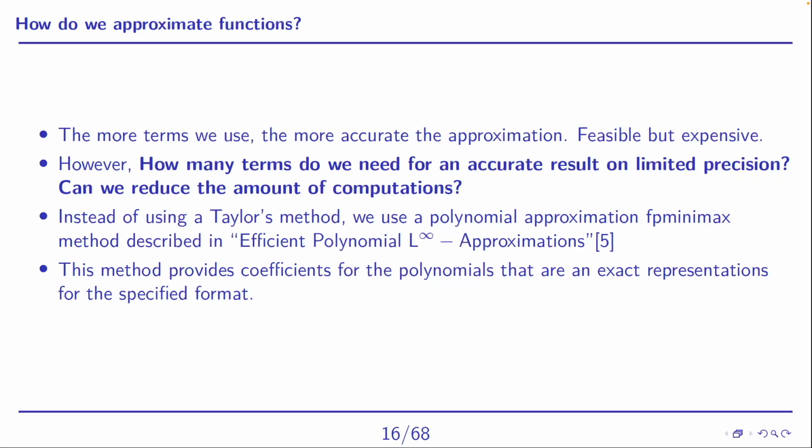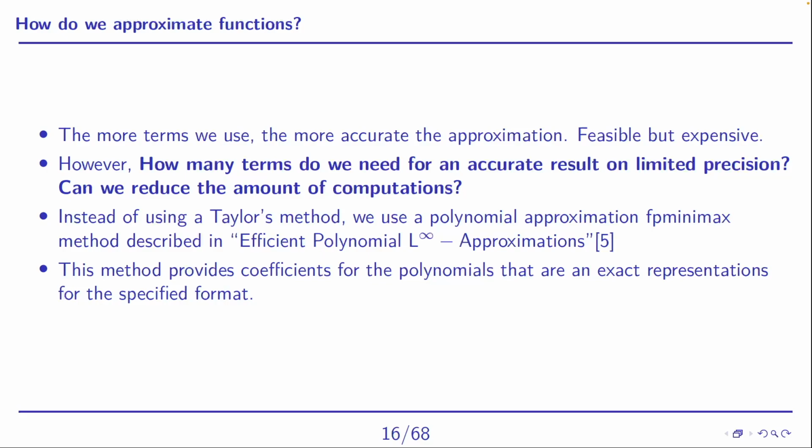But the problem is, how many terms do we need to make an approximation accurate? It's feasible, but it's definitely expensive. And let's say that I'm taking an x that is very, very large. In this case, how do I handle it? Because as x is bigger, I will need more degrees to be more accurate. And in this case, how can we reduce the amount of computations? What can we do to make it better?